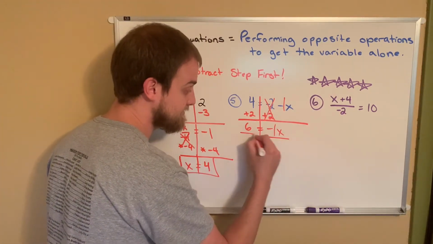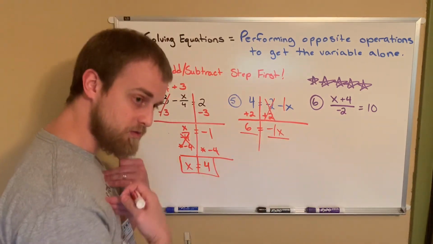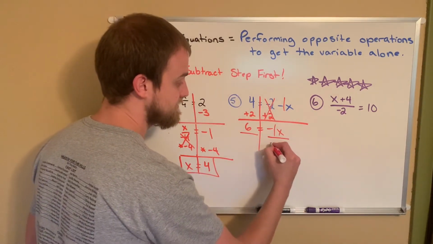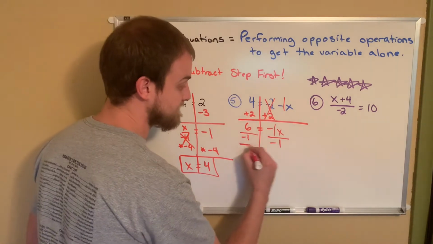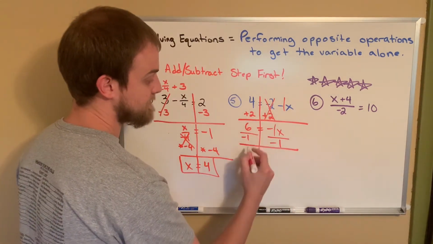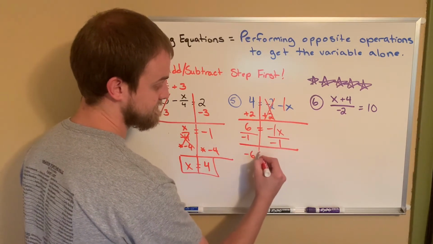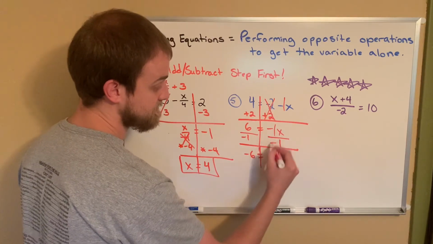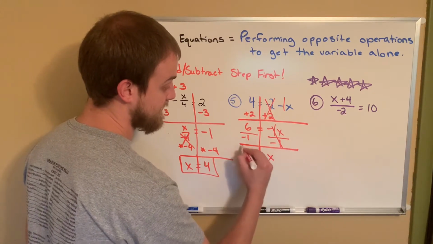I divide, right? I see multiply, what do I do? I divide. Divide by negative 1, divide by negative 1. 6 divided by negative 1 is negative 6. The equal sign just comes down. These guys will cancel. I'm left with x.